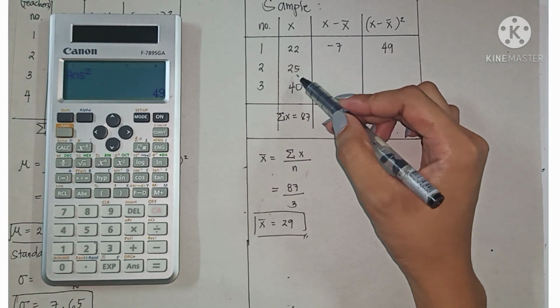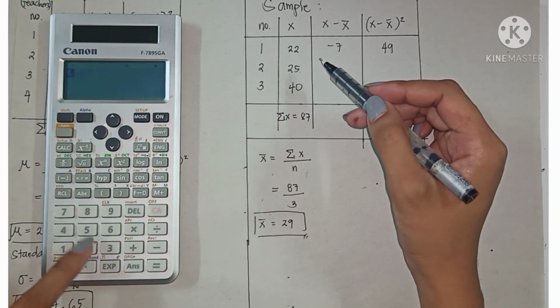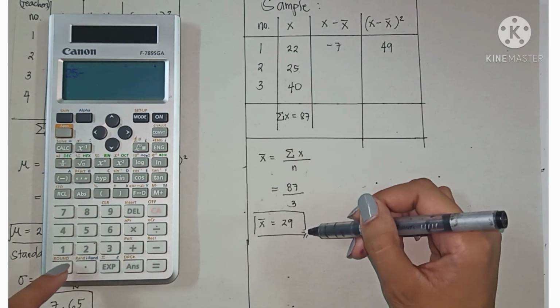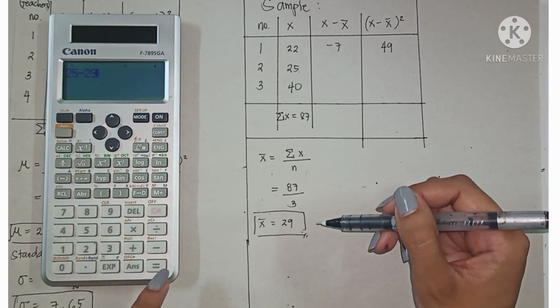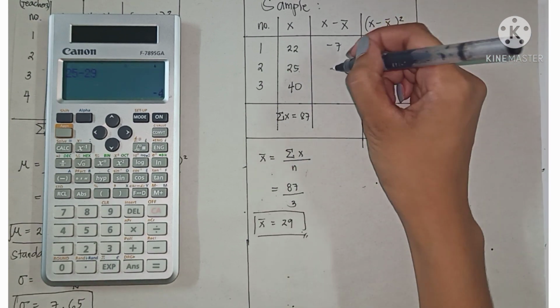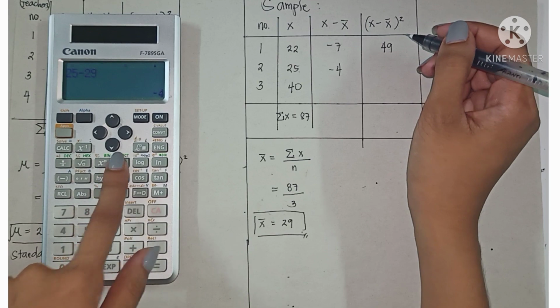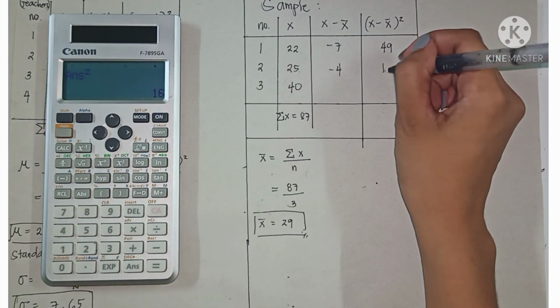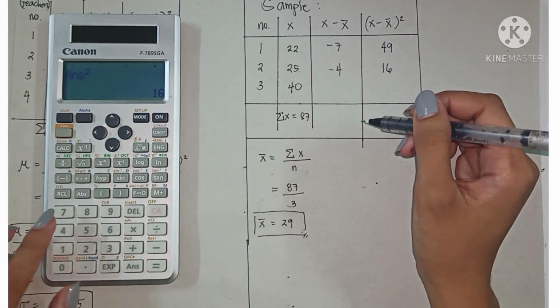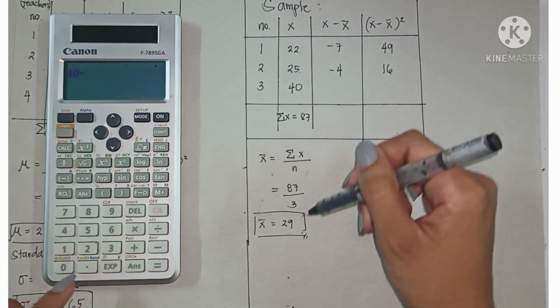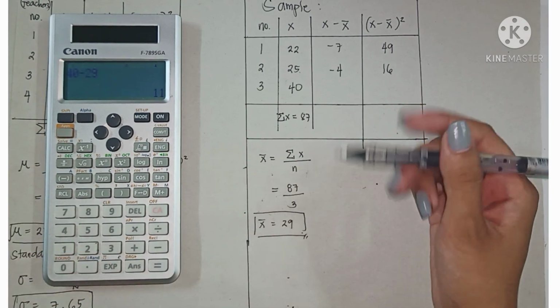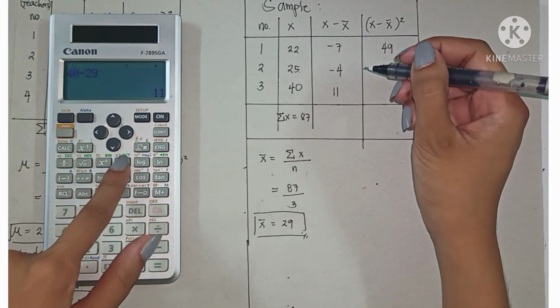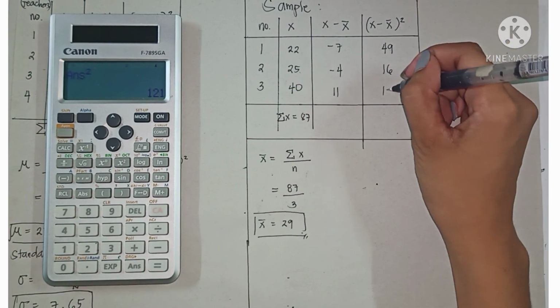Okay, so next, x natin is 25. So, 25 minus x bar or sample mean natin is 29. So, that is equal to negative 4. Diretso squared, and that is 16. Okay, so next, 40 minus 29 is equal to 11. Then squared, and that is equal to 121.